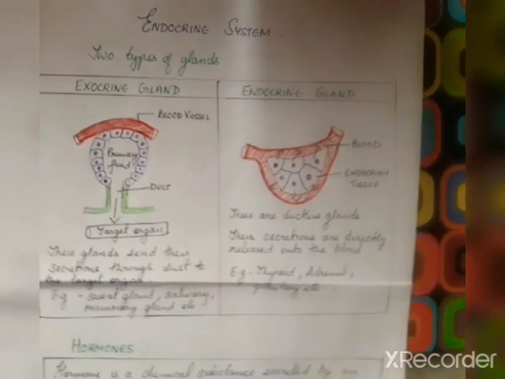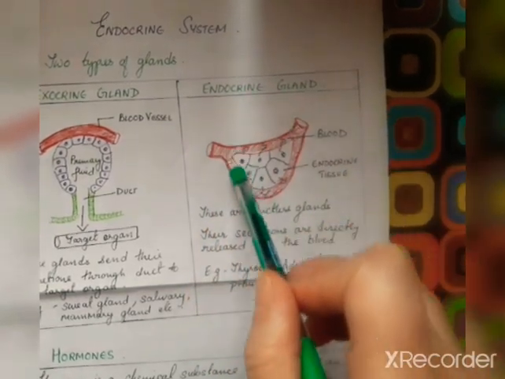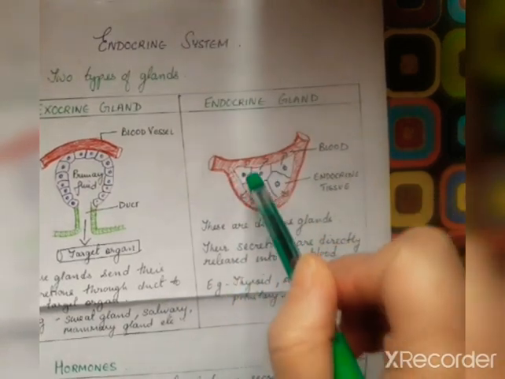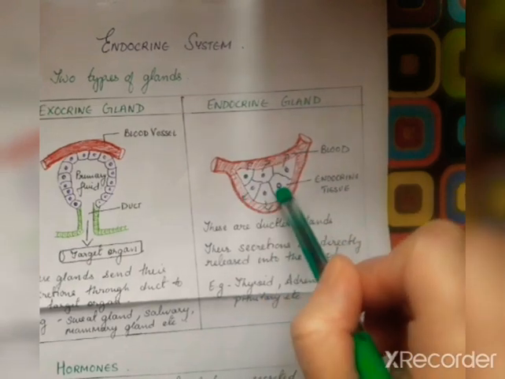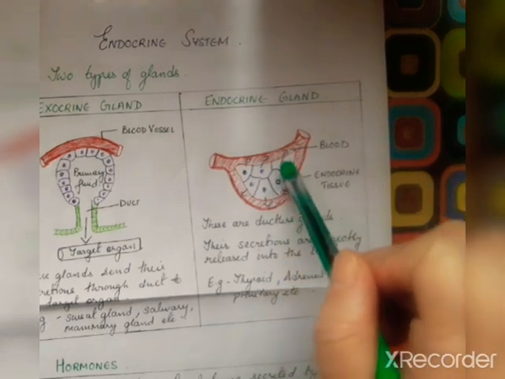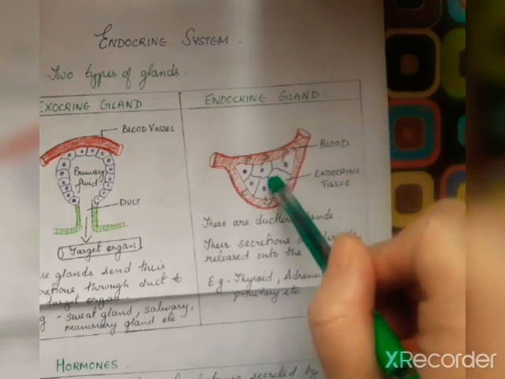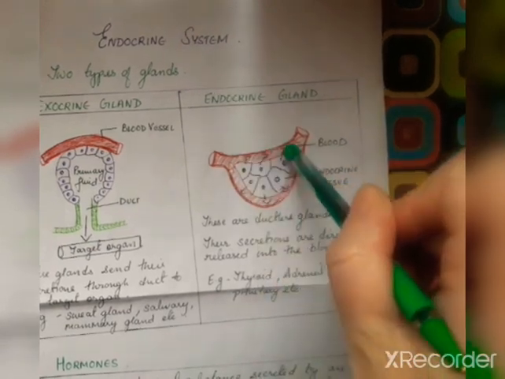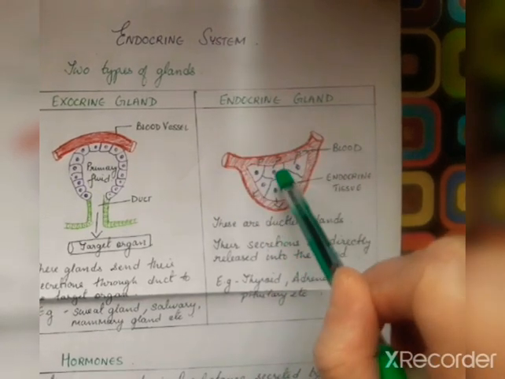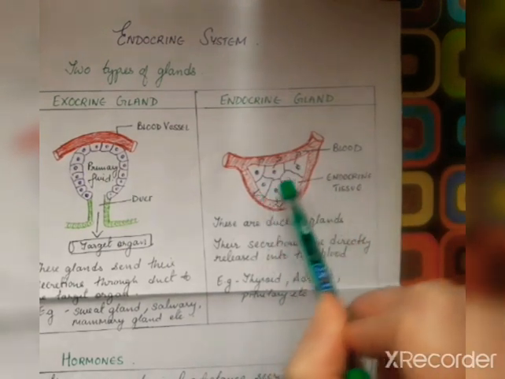Now we move on to the endocrine glands. As you can see in this diagram which I have drawn, this is the endocrine tissue which consists of the cells. There is no duct. The hormones are directly released in the blood. These are the blood vessels which I have drawn. This is a blood vessel. So from here the secretion goes directly into the blood. There is no duct here.